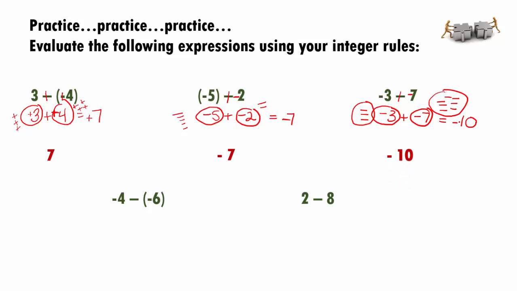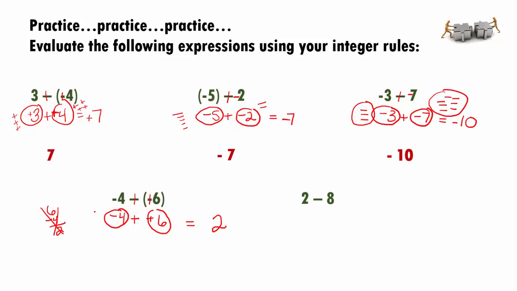Let's take a look at the next example. Again, we're going to change our subtraction statement to addition. We're going to change the sign of the number being subtracted. So this is -4 plus a +6. Always at that point, circle the sign that goes with the number. Are those signs the same or different? Signs are different this time. That's a negative, that's a positive. Signs are different, so I find the difference. Off to the side, I do 6 minus 4 is 2.